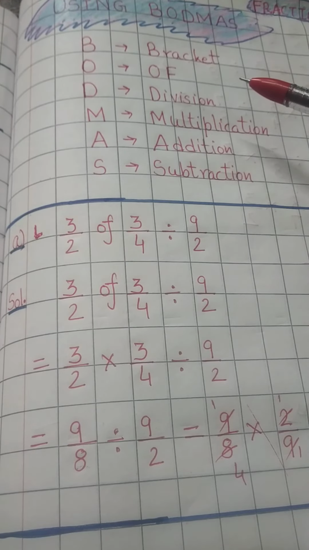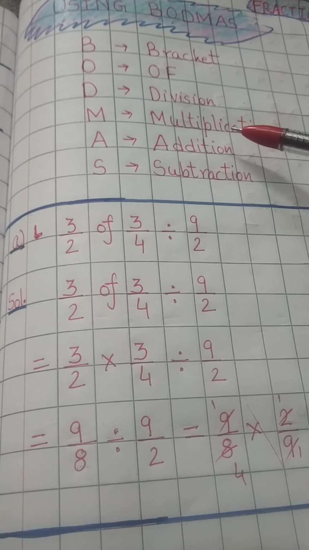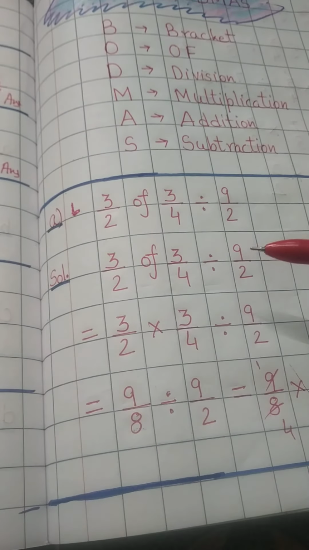B for bracket, O for of, D for division, M for multiplication, A for addition and S for subtraction. So if we are given a question which has brackets, of and all these operations, first we have to solve the bracket, then of, then division, multiplication, addition, subtraction. So let's do the questions and then you will easily be clear how we follow these steps.